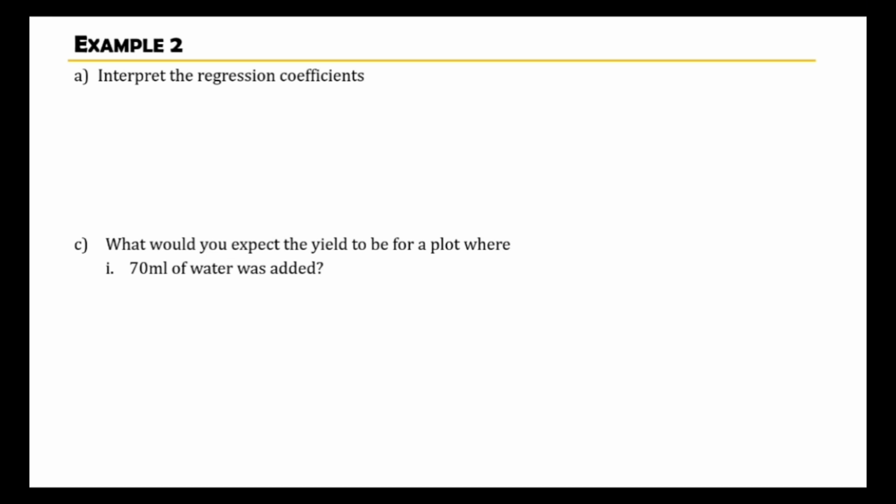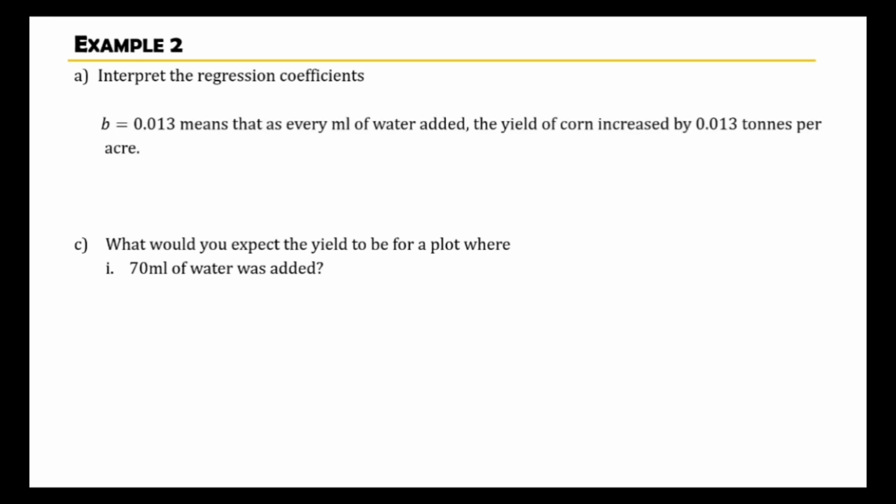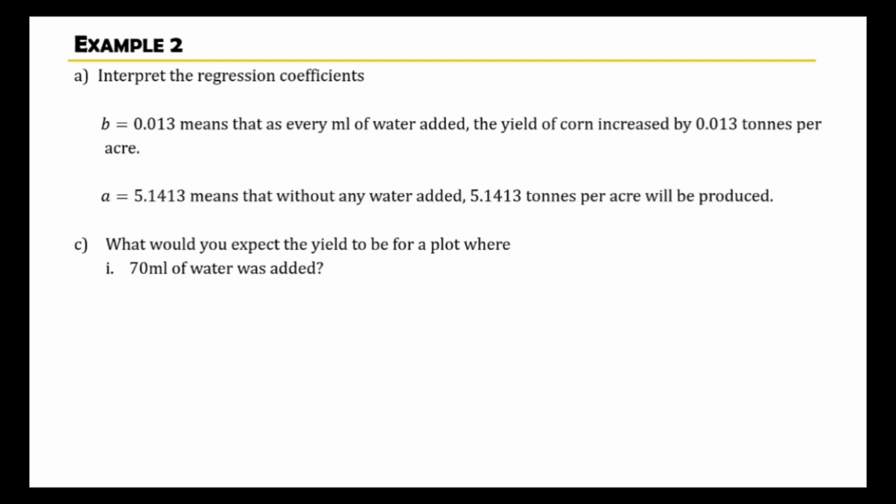So we have a and b. b equal to 0.013 means that for every ml of water added, the yield of corn increases by 0.013 tons per acre. And a equal to 5.1413 means that without any water added, 5.1413 tons per acre will be produced.